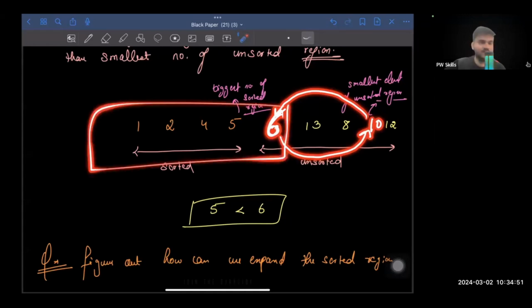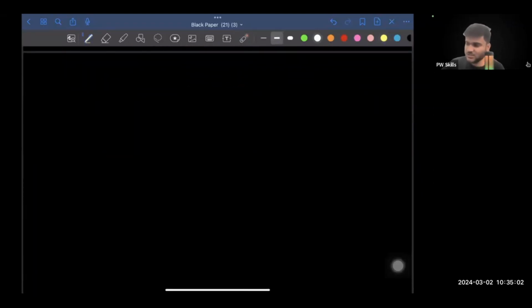Can I say now the sorted region has expanded and the unsorted region has shrunk itself? Right? Let's see this with an example. We are in a situation like this. Let's say 9, 6, 2, 1, 4. Let's say this is our initial array.